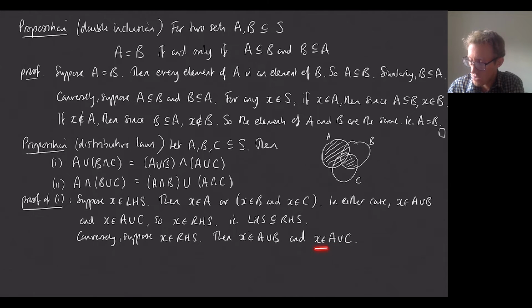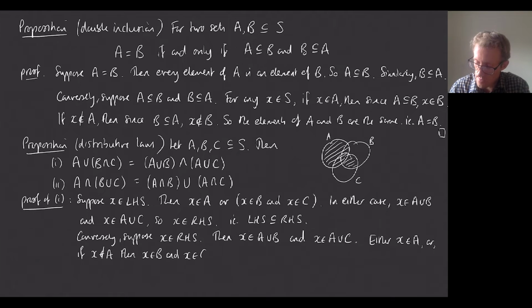And in order for this to hold, it must be in C. So there are two cases. Either x is in A, or, if x is not in A, then x is in B and x is in C. So in that second case, x is in the intersection of B and C. And therefore x is in the intersection of B and C.